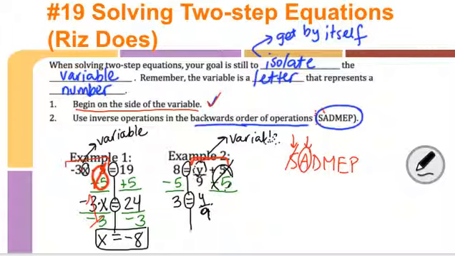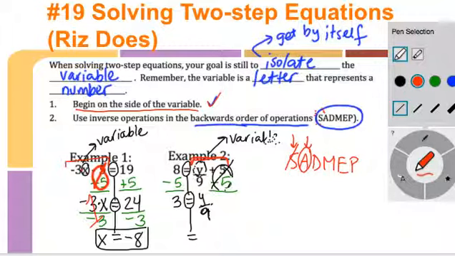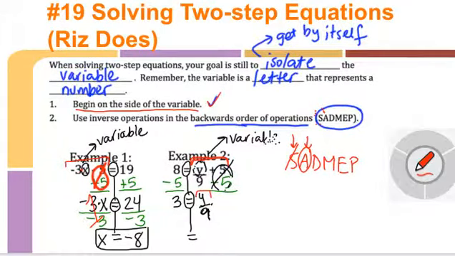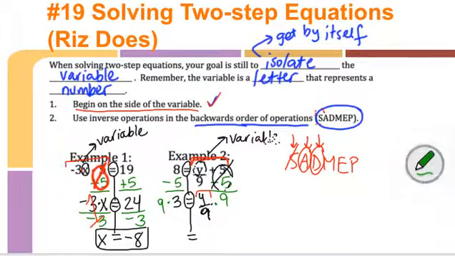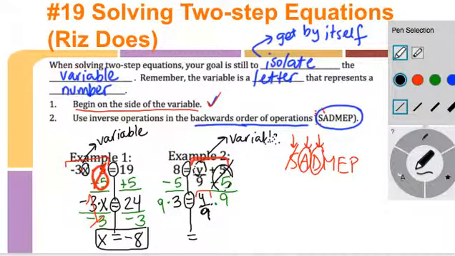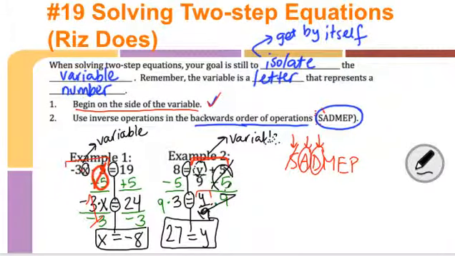So I'm going to bring down my equal sign, and again, start on the side of the variable. Now, all I see is y divided by 9. So I'm going to keep going through SADMEP. I did subtraction, I did addition. Now let me look at division. Do I see division? Yes. So I'm going to use the inverse operation of division, which is multiplication. I'm going to multiply 9, and if I multiply 9 on one side, I have to do it to the other side. So I'm left with 27 equals y, because I just created a 1, 9 divided by 9. Okay? Alright, so those were the first two examples.